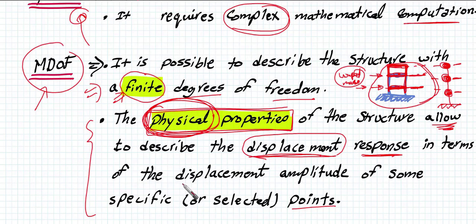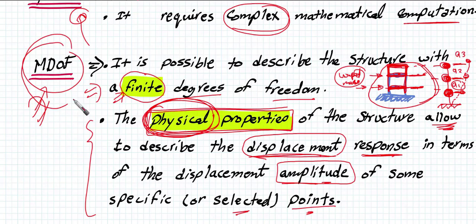In terms of the displacement amplitude, what is the meaning of displacement amplitude here? Whenever this structure moves in this way, the masses are displaced horizontally. This is what we call amplitude. This is, for example, A3, this is A2, this is A1. This is the amplitude of the mass. So we are going to describe the motion of these masses through the amplitude of the displacement at some specific or selected points. Okay, so this is the definition of the multi-degree freedom system.